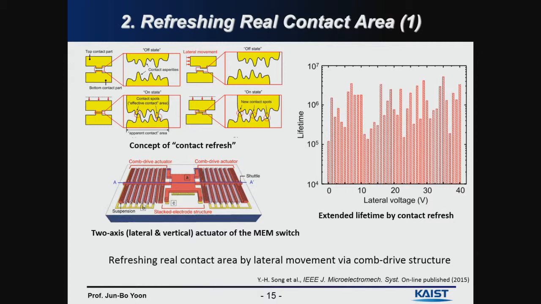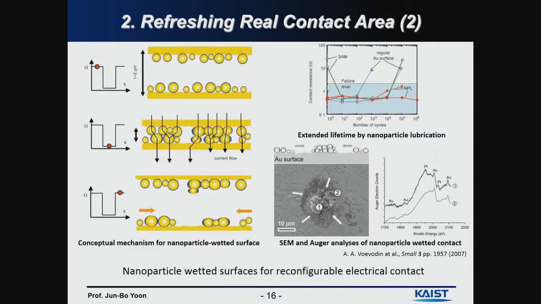Once some spot has failed, we can move to the left and right to find some new contact spots. In this way, we can use very large areas of real contact area to increase the lifetime. So this is a very nice example of enhancing the lifetime by enhancing the real contact area.